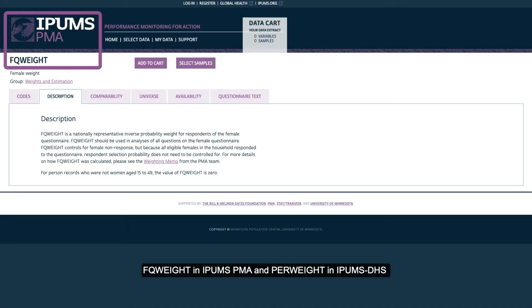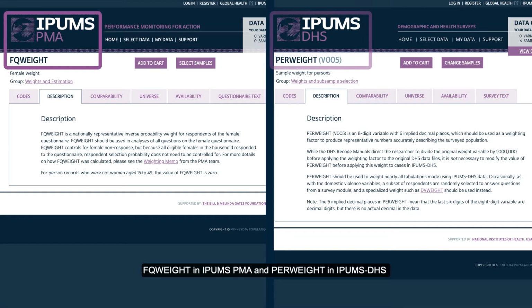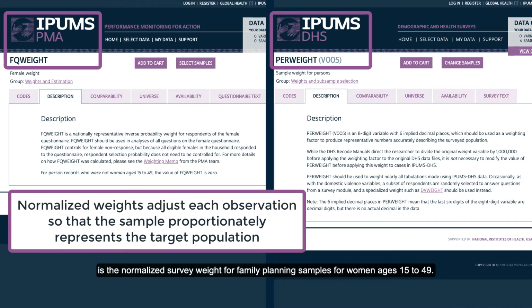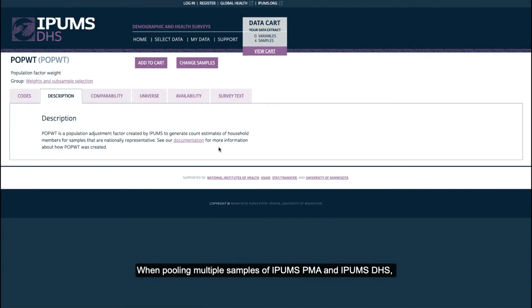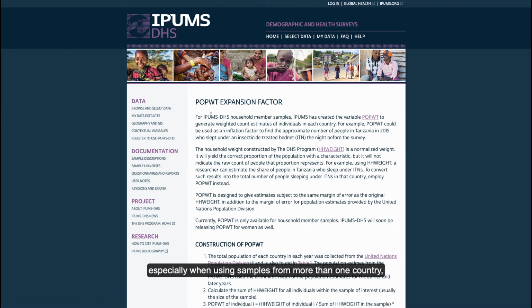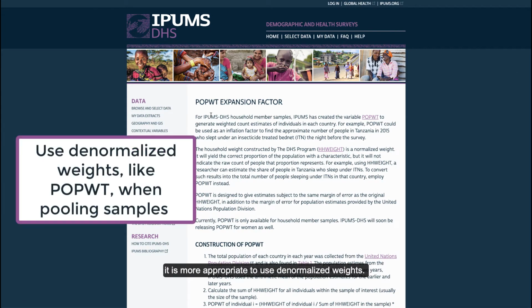FQWEIGHT in IPUMS PMA and PERWEIGHT in IPUMS DHS is the normalized survey weight for family planning samples for women ages 15 to 49. When pulling multiple samples of IPUMS PMA and IPUMS DHS, especially when using samples from more than one country, it is more appropriate to use denormalized weights.